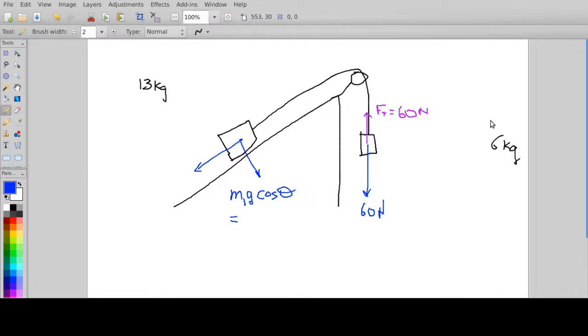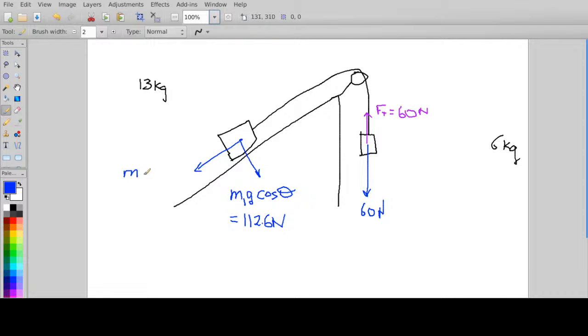Let me do it on my calculator very quickly here. It's 13 times 10, which is 130, multiplied by the cosine of, and I think the angle was 30 degrees. Let me just check. Yes, it was 30 degrees. So cosine of 30 degrees gives me 112.58. I'm going to round it off to 112.6 newtons.